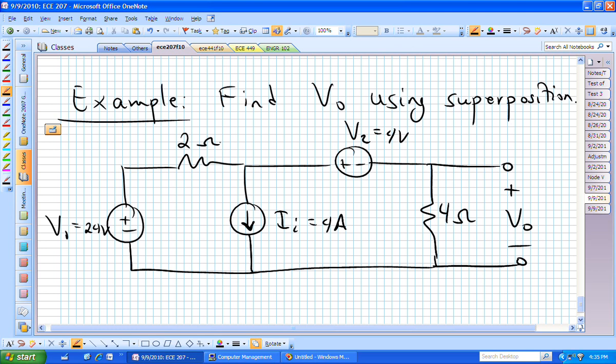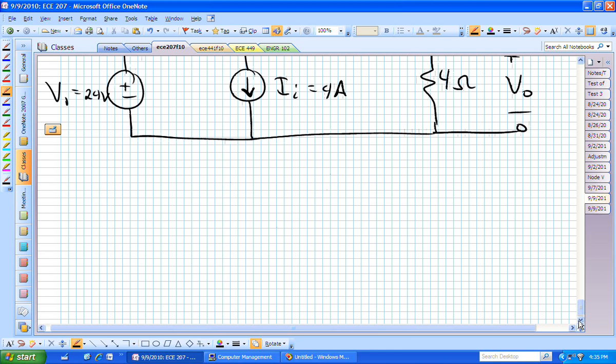Are there questions on the strategy? Because let's see how far we get. If I just keep V1 on, and I'm going to try to redraw this, let's say V1 is not equal to 0 and all the other sources are zeroed. What happens to my circuit?